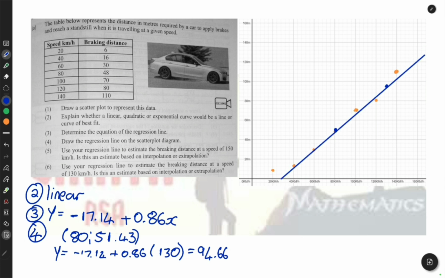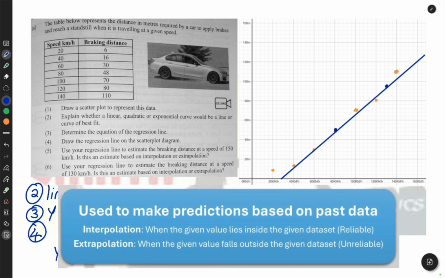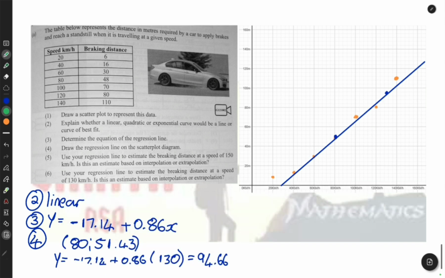Use the regression line to estimate the braking distance at a speed of 150 kilometers per hour. Is this estimate based on interpolation or extrapolation? Okay, so remember we said extrapolation is if it's outside the given data. Now my highest value that I know is 140 kilometers per hour. So this would be based on extrapolation. Now if I use my line, I can see 150 would be about there. Let's say 112 meters to stop.